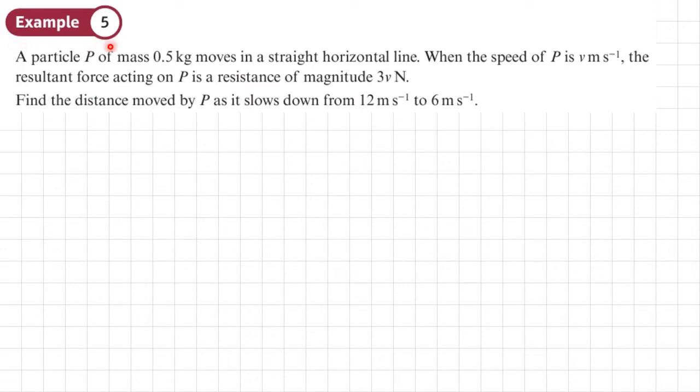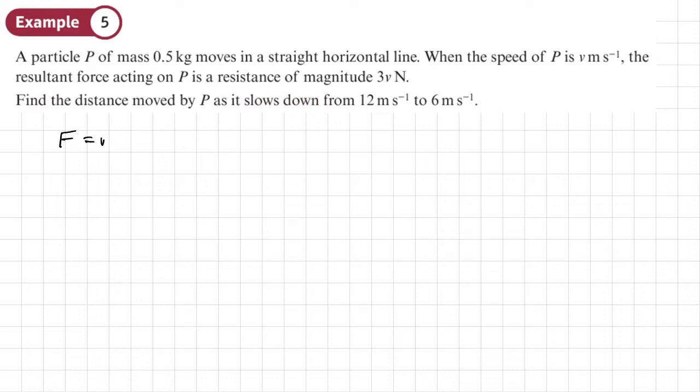Example 5. A particle P of mass 0.5 kg moves in a straight horizontal line. When the speed of P is v meters per second, the resultant force acting on P is a resistance of magnitude 3v newtons. Find the distance moved by P as it slows down from 12 meters per second to 6 meters per second. Now you'll notice on this question there's nothing about force being a function of time or a function of displacement distance. So we start with F equals ma.